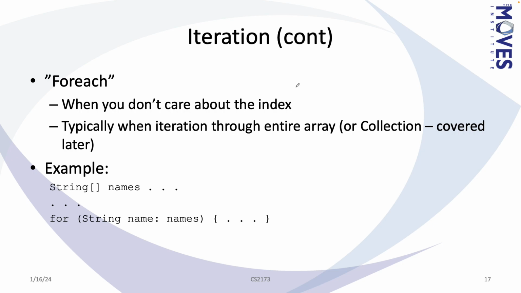Okay, the last thing is called for each, but you still use the for keyword. When you have an array, if I just want to loop over the whole thing, then I can do this. It is some syntactic sugar, saving some typing, but it's also a little more clear. Here it's clear what I'm doing.